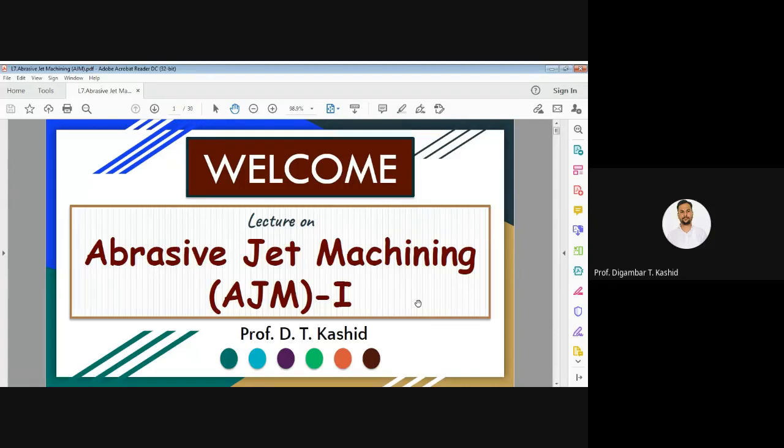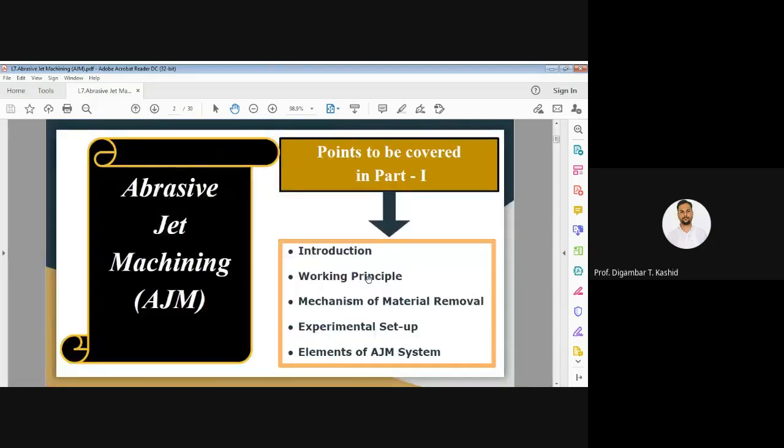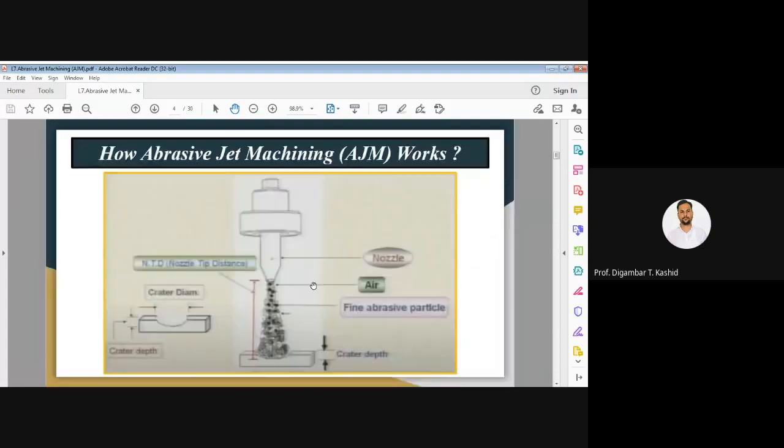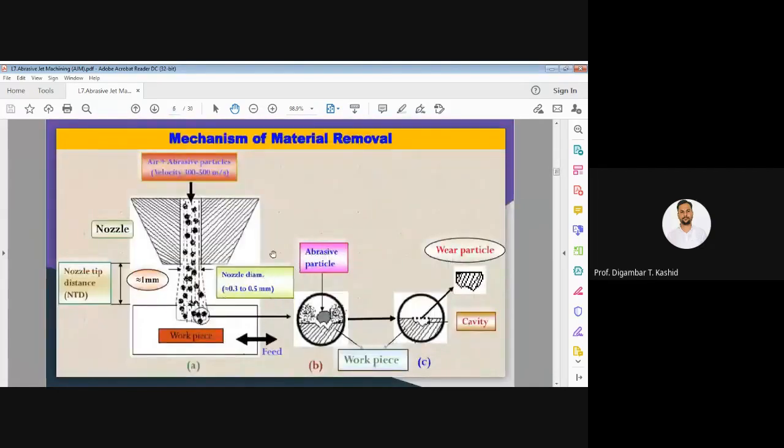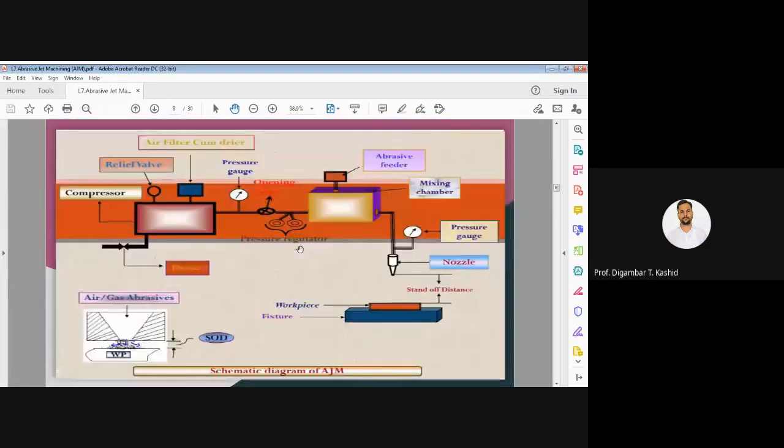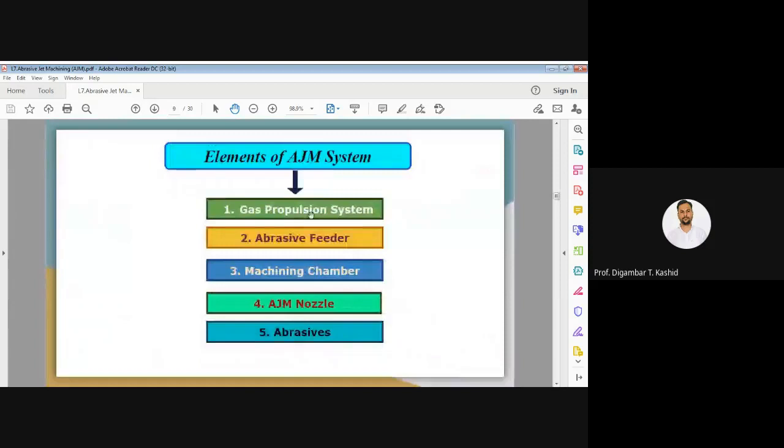So, in continuation with yesterday's lecture, today we will continue with the abrasive machining setup. Yesterday we saw the working principle and the mechanism of material removal, and we were discussing the experimental setup. Already I have explained the working of this compressor and all the elements, and in detail we were discussing this.